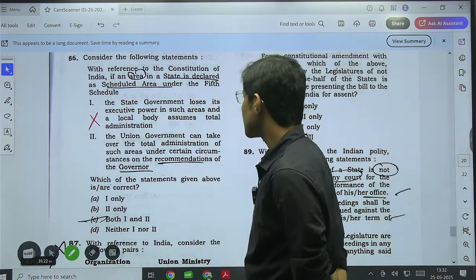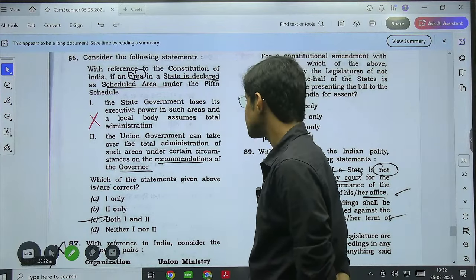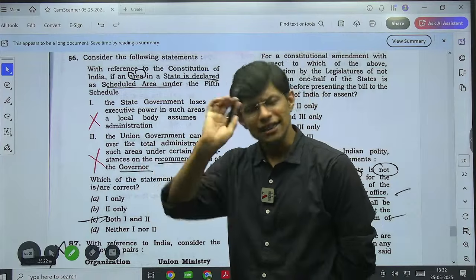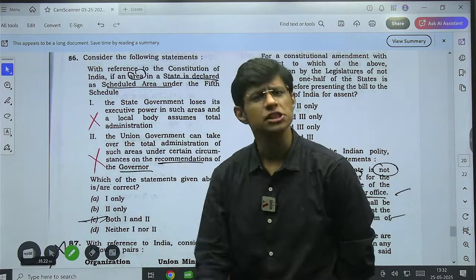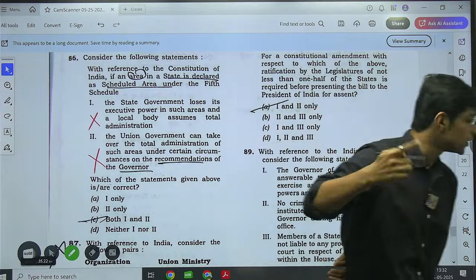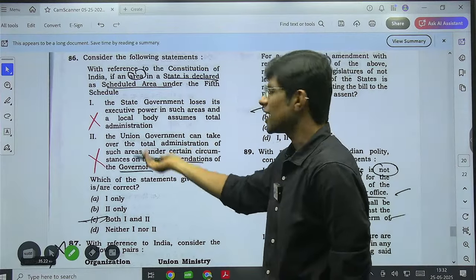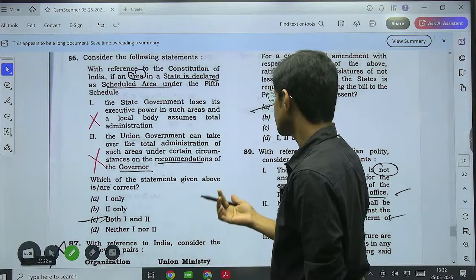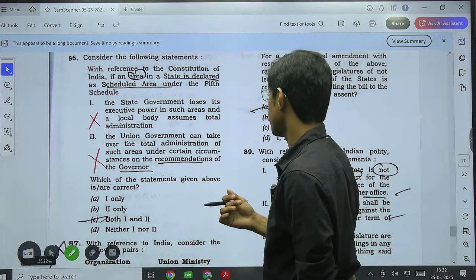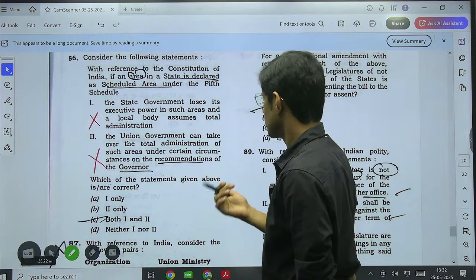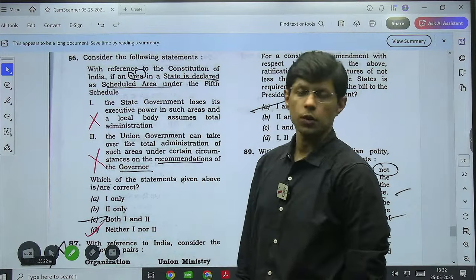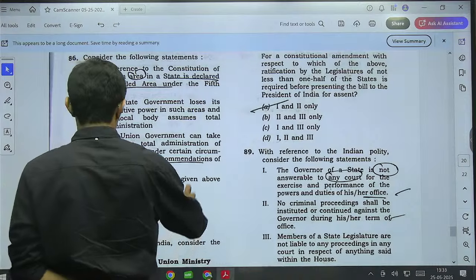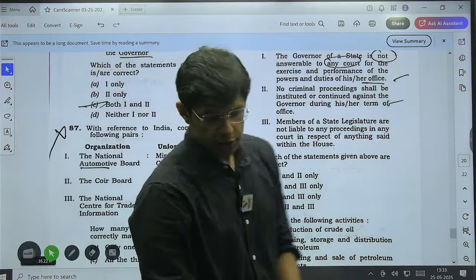Next, union government can take over the total administration of such areas under certain circumstances. No, this is incorrect. When we discuss that state government has the power with respect to administration over scheduled areas, there is no question of central government taking over the administration of scheduled areas. So again, which of the following statements given above are correct? Neither 1 nor 2. Option D is the correct answer for question number 86.